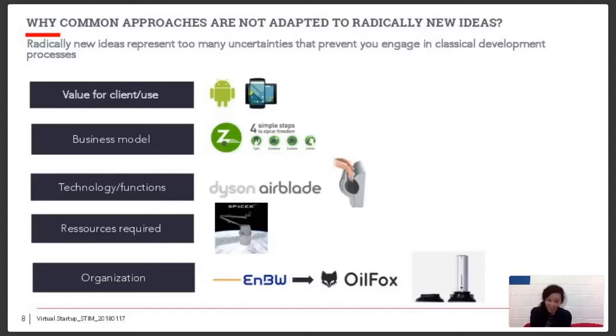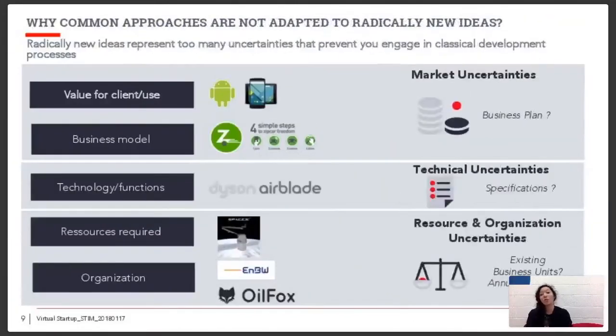Why am I telling you all of this? So basically, when we deal with new radical ideas, we have different elements of uncertainties. And what happens? So basically, when you start the development of a radically new idea, which is immature, you can't start right from the beginning with what will be my business plan? What are the specifications that I'm going to achieve? And more often, we don't ask ourselves the question, so what are the resources required? And can I actually use the same organization that I have to deal with this innovation?